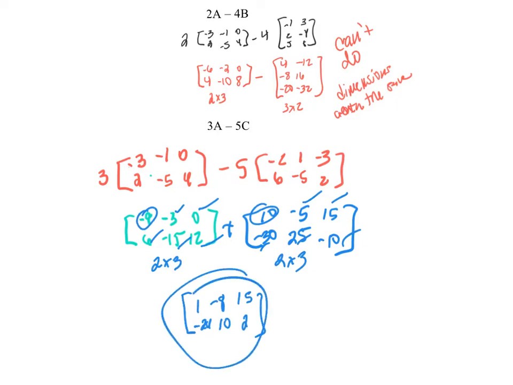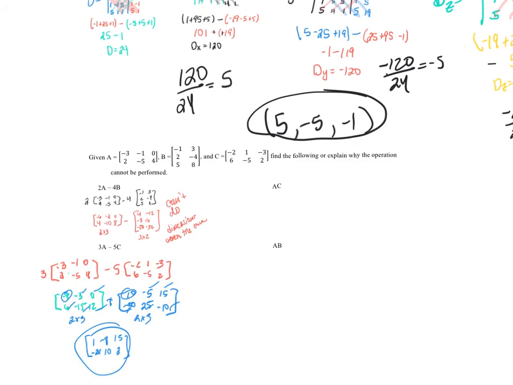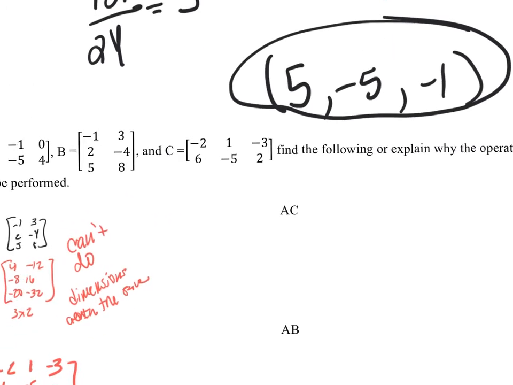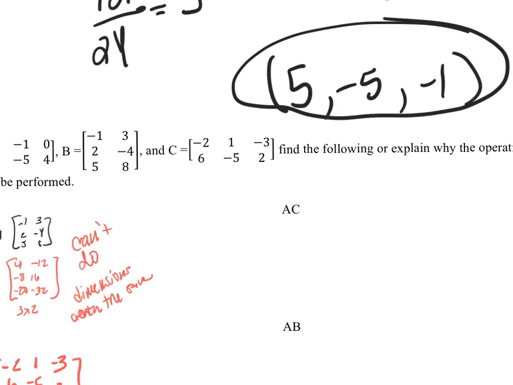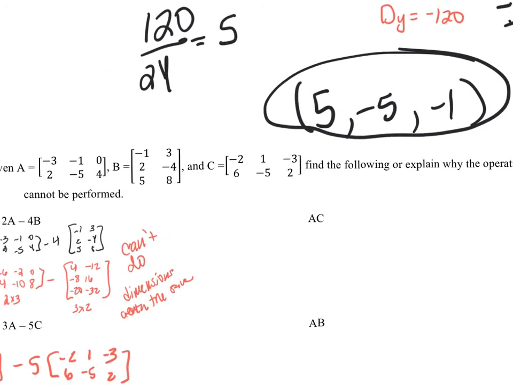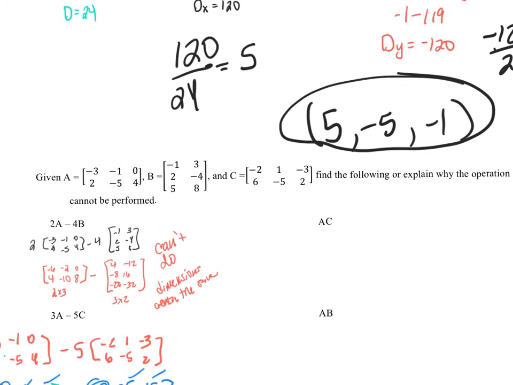And there's my answer. So now if I come up here, y'all look, we're multiplying. When we multiply, it's not that the dimensions have to be the same. There's a little different rule to it. So let's just write down what we have here. We have A, which is negative 3, negative 1, 0, 2, negative 5, 4. And I'm multiplying that by C, which is negative 2, 6, 1, negative 5.